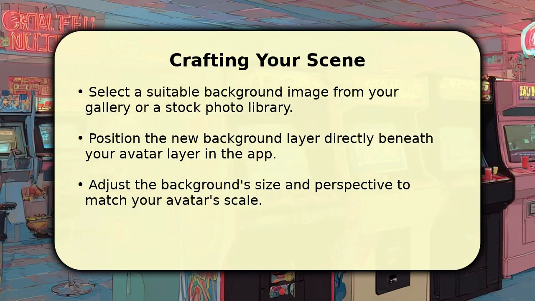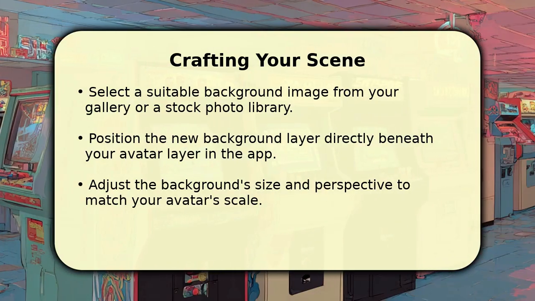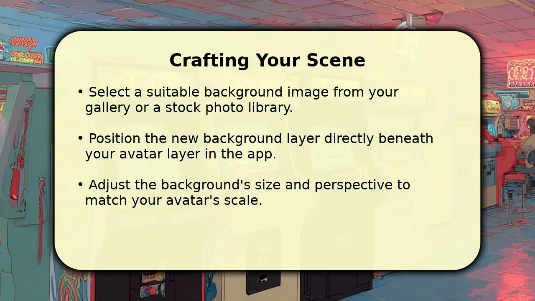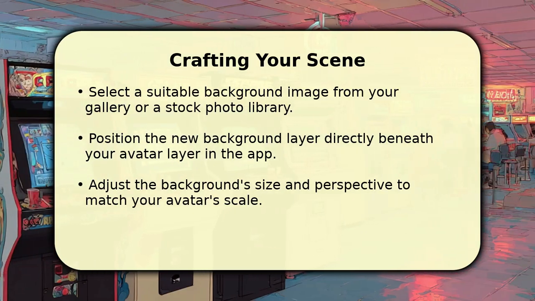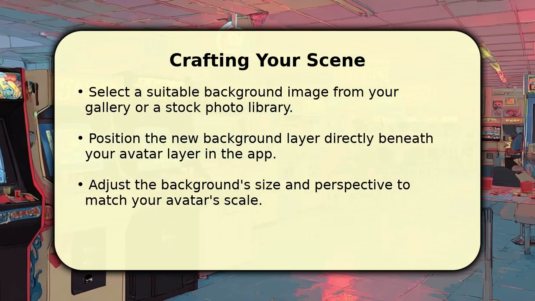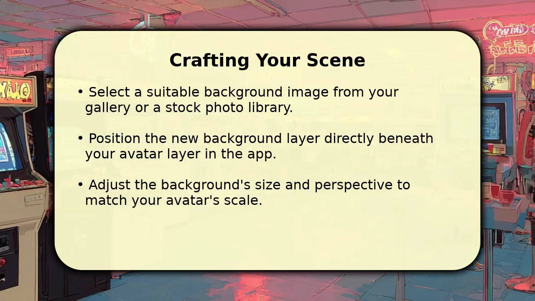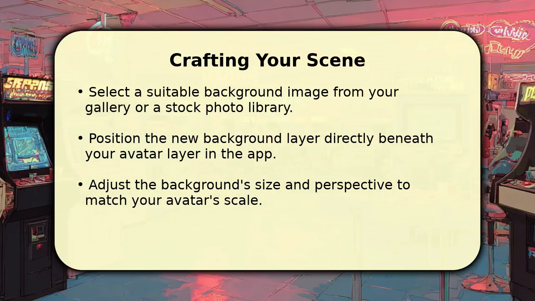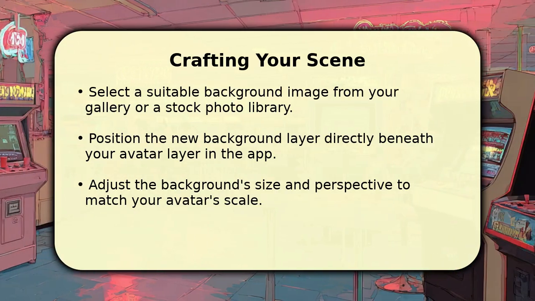Next, it is time to give your Zepeto avatar a new world to inhabit. Select a captivating background image from your phone's gallery or a trusted stock photo library. Place this new background layer behind your avatar layer in the editing app. Carefully adjust the background size and perspective to ensure it perfectly matches the scale and angle of your Zepeto character. Always check that the background's lighting and colors naturally complement your avatar for a realistic appearance.